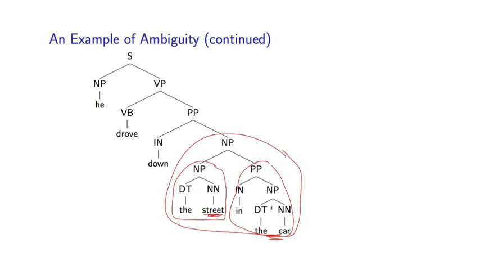So, just to recap, critically, with an underlying context-free grammar, you may find that there are multiple derivations for a particular sentence. And those multiple derivations very often correspond to different interpretations of the underlying sentence.